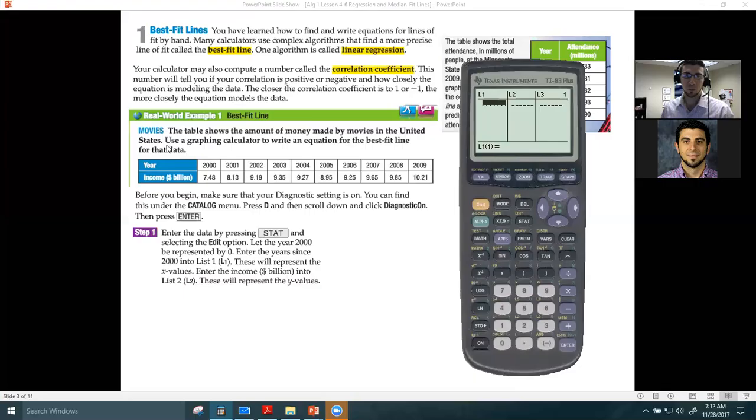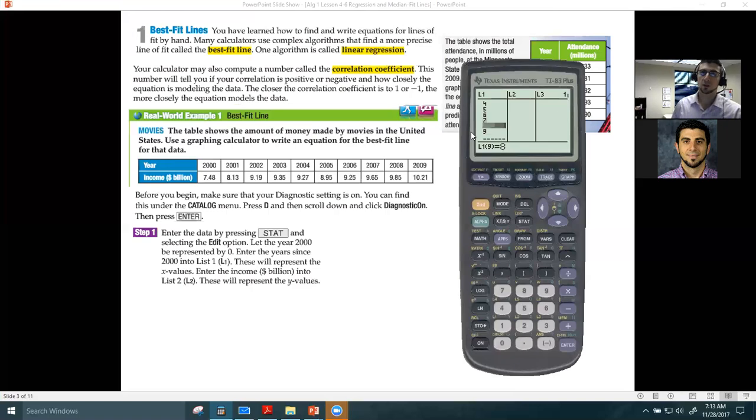Now, if 2000 is represented by 0, then these are years since 2000. So in L1, I'm going to put 0, 1, 2, 3, 4, 5, 6, 7, 8, 9. Okay? And each time you enter a number, you have to hit enter for it to go in.